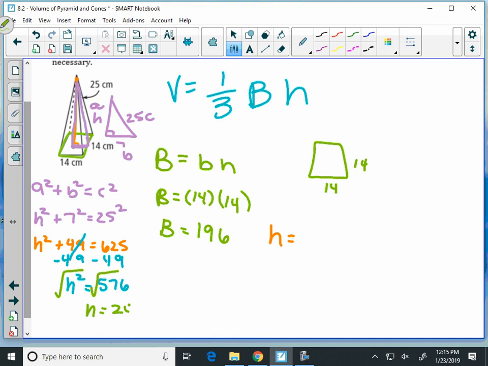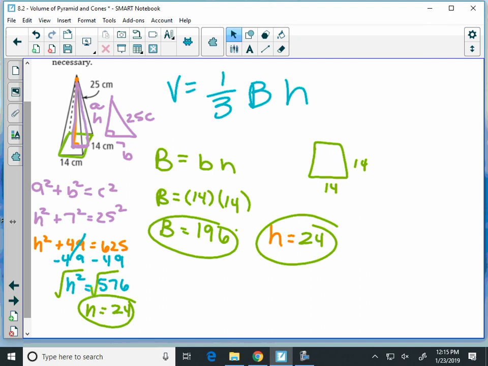24. So the height of that entire pyramid is 24. Don't say 25, that is the slant height, not the actual height. The height is always up and down and perpendicular. Okay? So now we know our two pieces, we know our height, we know our big B, we can plug it into our volume formula.